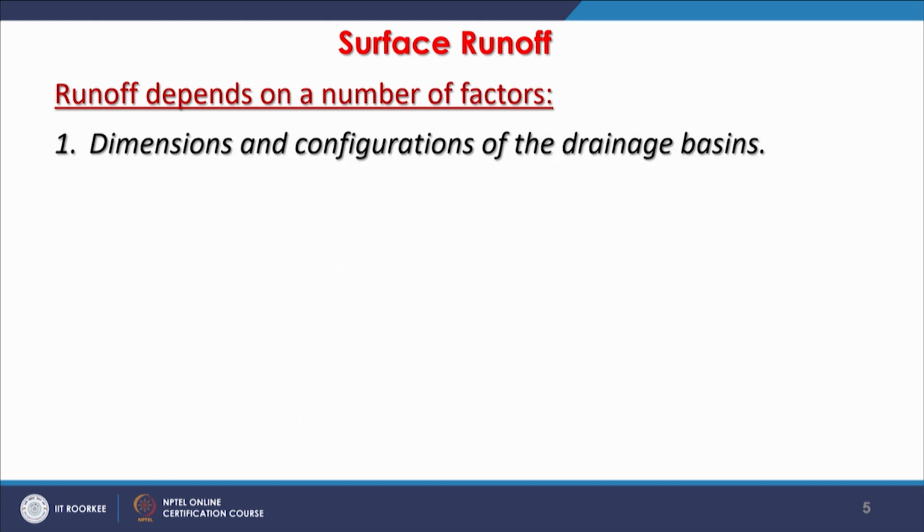So, let us see one by one. Dimensions and configurations of the drainage basin. This is another very important thing. Even the shape of a catchment or basin influences the surface runoff, and the material which is present on the surface and the interception things which are also there.